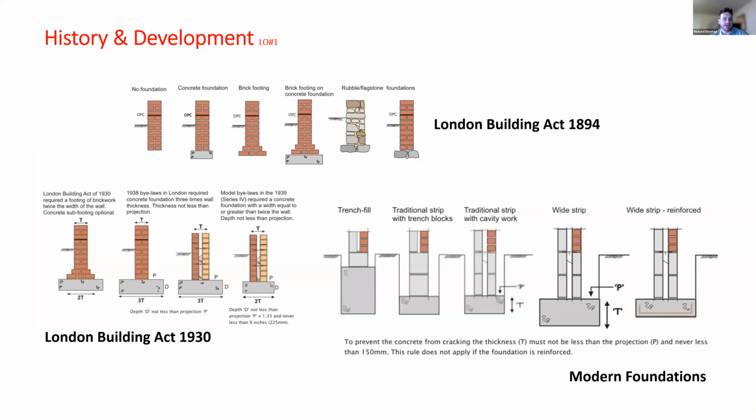So here we're looking at how walls interact with the foundations. You can see the evolution of the walls in relation to the foundation. The London Building Act of 1894 can almost be seen as a backward step as it removed the requirements for the foundation. The primary takeaway that we want to see here is that the foundation is required to be twice as wide as the wall thickness.